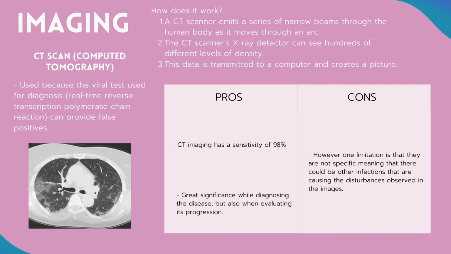Some of the pros of it are that CT imaging has a sensitivity of 98%. It is also of great significance while diagnosing the disease, but also when evaluating its progression. However, some of the cons are that they are not specific, meaning that there could be other infections that are causing the disturbances observed in the images.